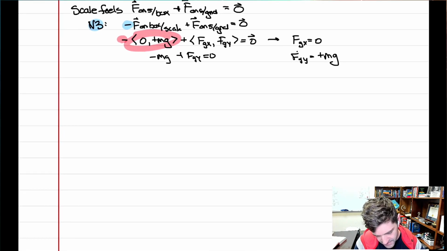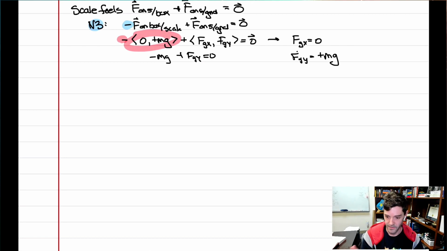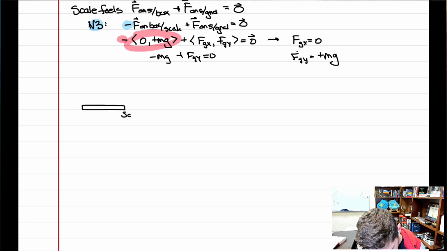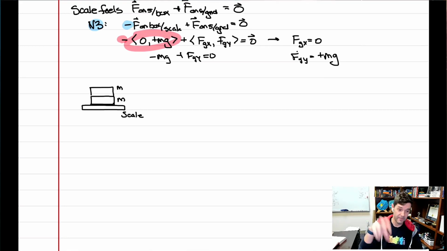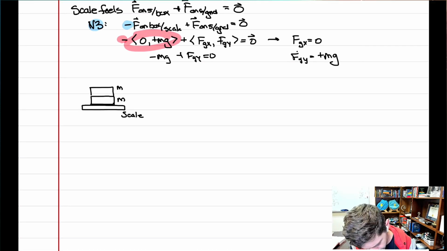So maybe I kind of did a Newton's third law example above. Let's do it again, just to see how Newton's third law can be combined with using Newton's second law in a way that I make sure I get everything correct. Let there be a scale. Then there's two masses. One mass is on the scale, and the other mass is on top of the first mass. Everything is stationary.